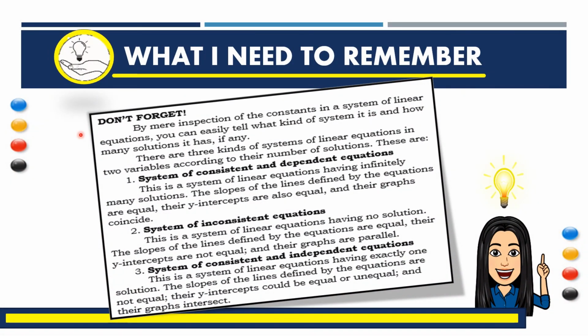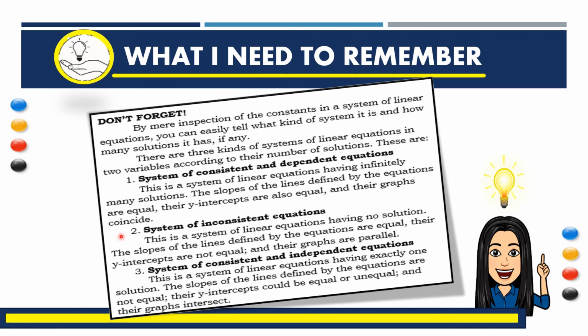So here are the different takeaways that you need to take note from lesson 2. What I need to remember. Don't forget that by mere inspection of the constants in a system of linear equations, you can easily tell what kind of system it is and how many solutions it has, if any. There are three kinds of systems of linear equations in two variables according to their number of solutions. Number 1, system of consistent and dependent equations. This is a system of linear equations having infinitely many solutions. The slopes of the lines defined by the equations are equal, their y-intercepts are also equal, and their graphs coincide.